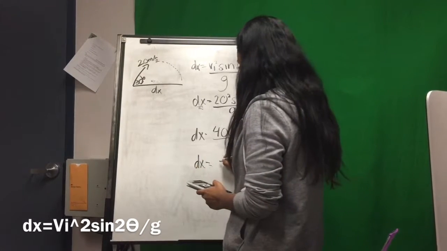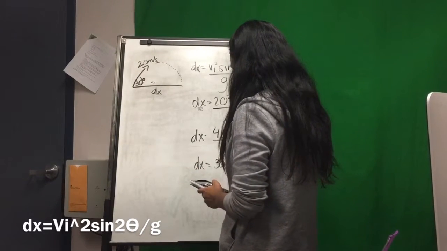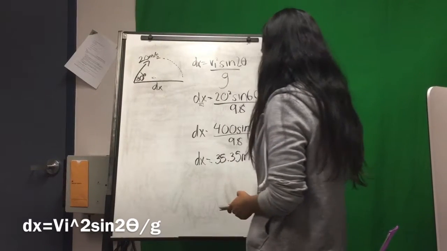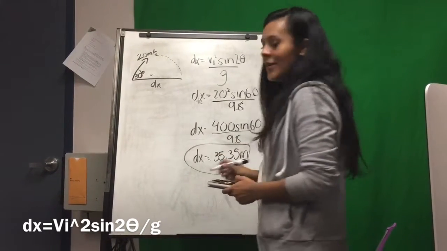dx, which is 35.35 meters. That's a faster way to find dx.